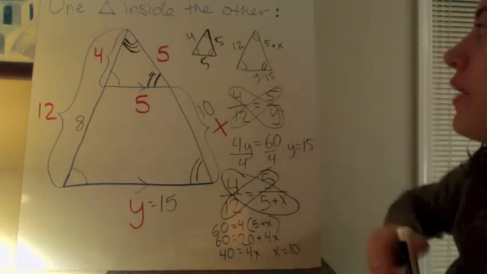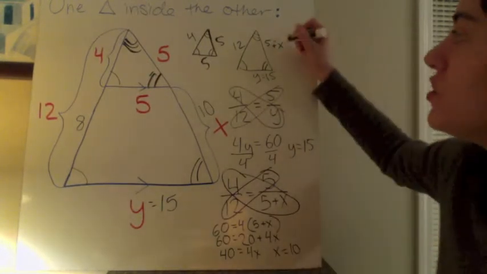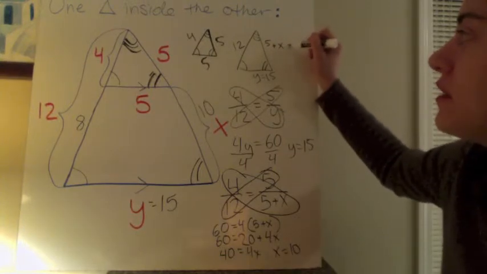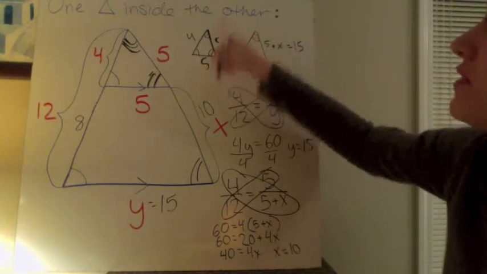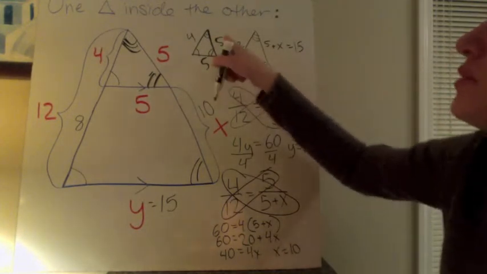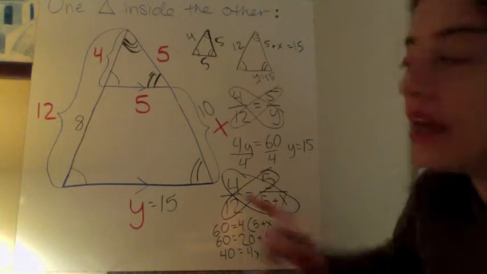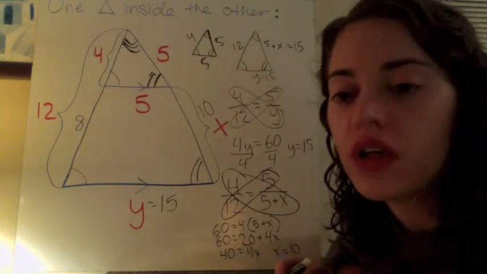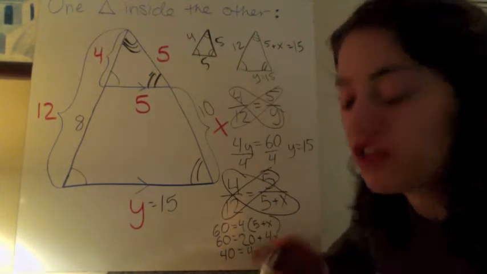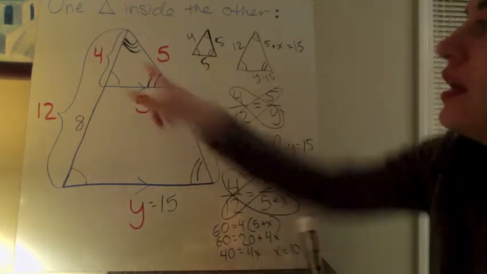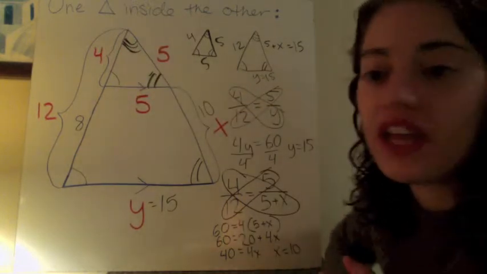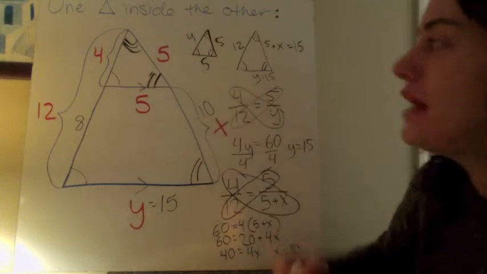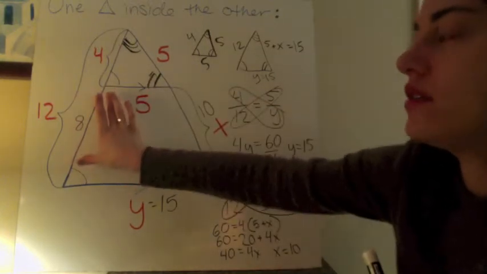Same thing with this side, right? I found x to be 10, so 5 plus x, 5 plus 10, this side would be 15. 5 to 15. That's going to be 1 to 3. Same down here, 5 to 15, 1 to 3. So all of my sides are proportional, that proportion specifically being 1 to 3. What that means is that this small triangle is a third, its lengths are a third the size of this big triangle.